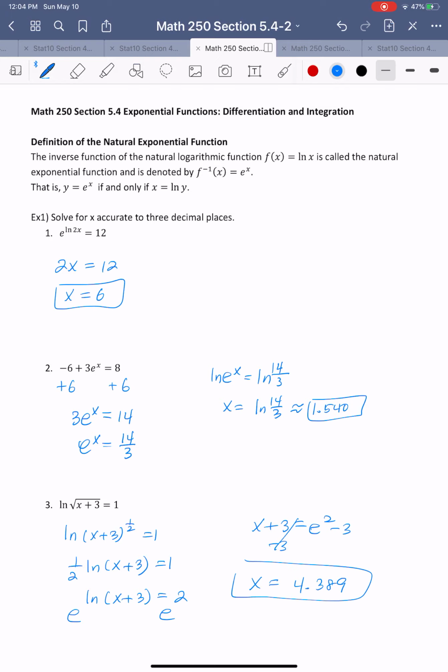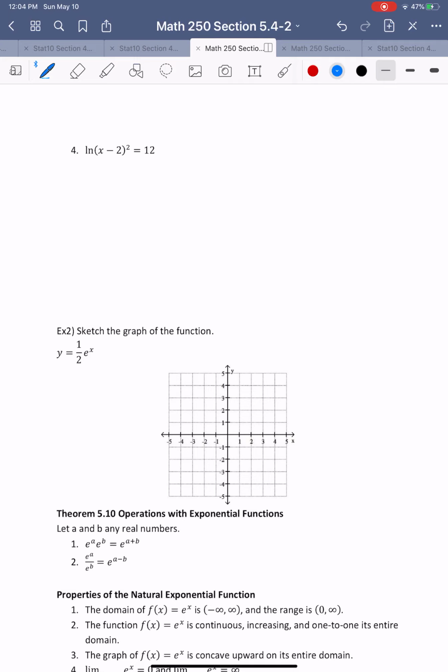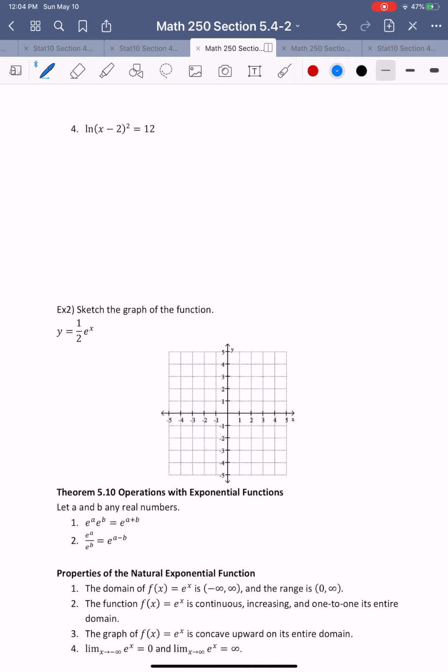Alright, next page. In the next page, you have ln of x minus 2 squared equal to 12. Before I do this, I want to write 2 ln of x minus 2 equal to 12. And then ln of x minus 2 equal to 6. And then put the base of e on both sides, which is the same as x minus 2 equal to e to the 6th power. And then adding 2 to both sides, you get x equal to about 405.429.